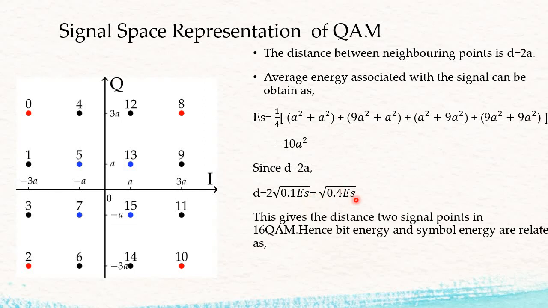Now this gives the distance between the two signal points in the 16 QAM. Hence the energy per bit and the symbol energy are related as ES is equal to 4 EB. Why? Because it's a 16 QAM. 16 QAM means we are having 16-ary, which means each symbol is made up of 4 bits. Therefore, your symbol energy is equal to the energy of 4 bits. So ES is equal to 4 EB. Put it in the above equation. Our distance comes out to be the square root of 0.4 into 4 EB. Therefore, the distance is equal to the square root of 1.6 EB. So this is the distance which we are getting in case of 16 QAM.